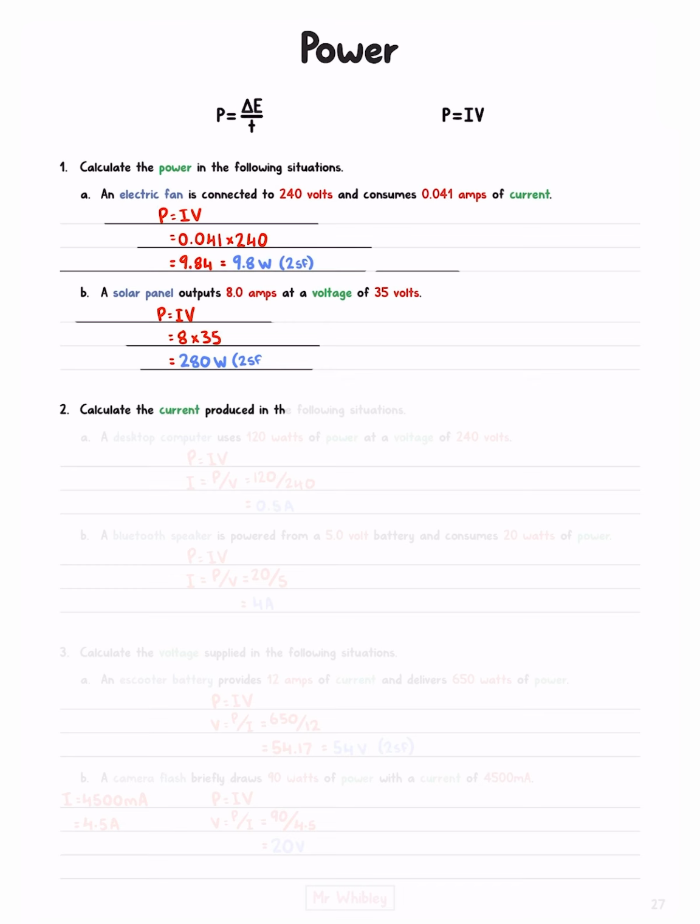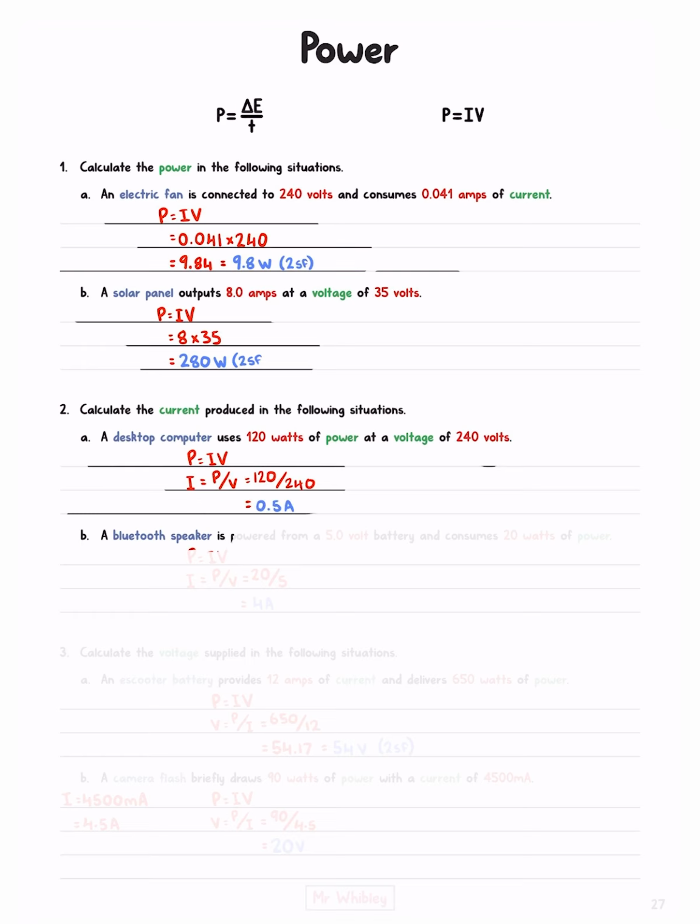Question 2. Calculate the current produced in the following situations. A desktop computer uses 120 watts of power at a voltage of 240 volts. We know that P is equal to IV, rearranging that for current by dividing both sides by voltage, we know our power, we know our voltage, which gives me 0.5 amps.